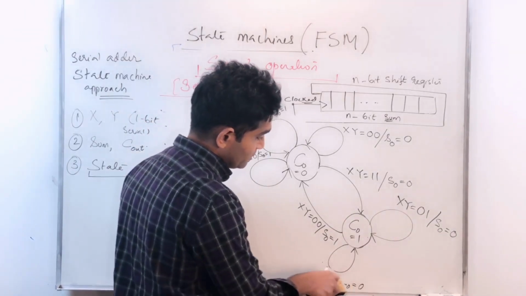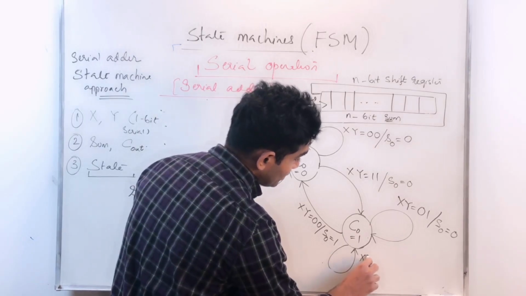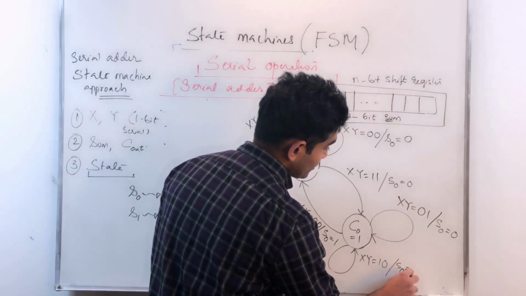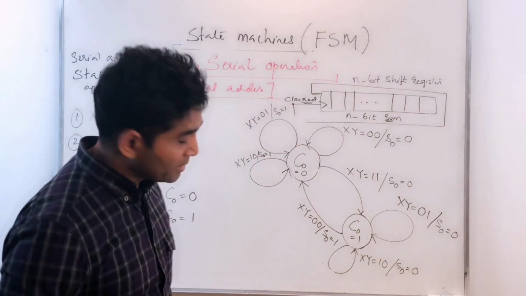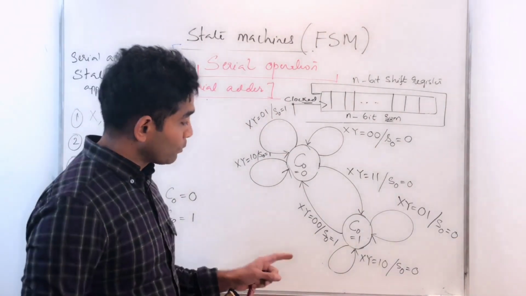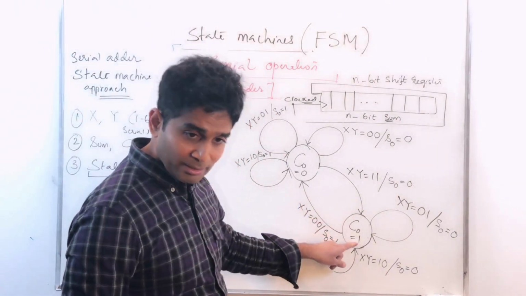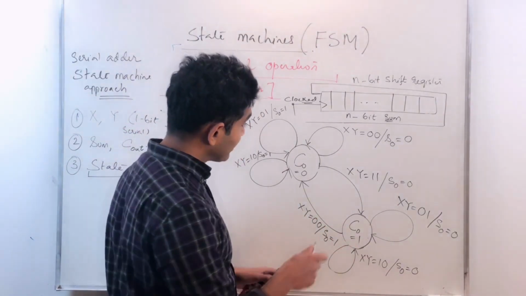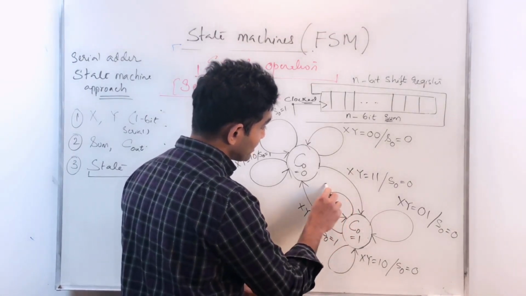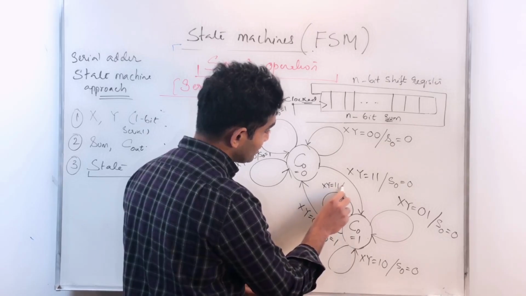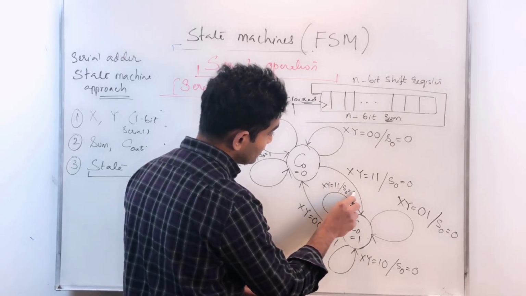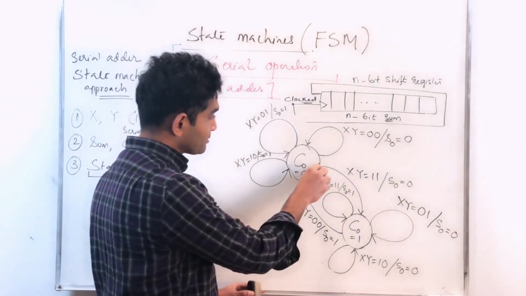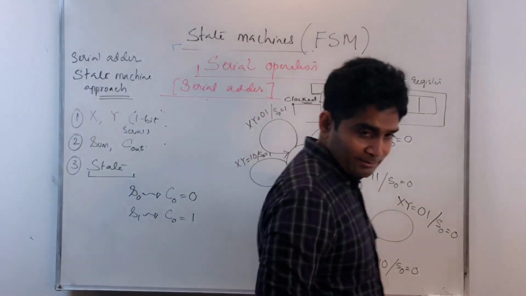Okay, let me write this here. I remain in the same state with xy equal to 1, 0. Sum is still 0. And finally, with xy equal to 1, 1. So I'm adding 1 plus 1 plus 1 here because I'm in this state. That produces a sum of 1, a carry out of 1. So I remain in the same state. Okay, and that's it. So that's the state diagram for a serial adder.